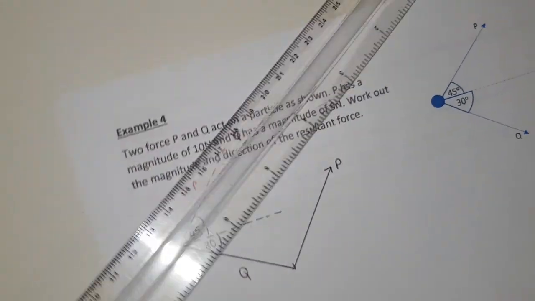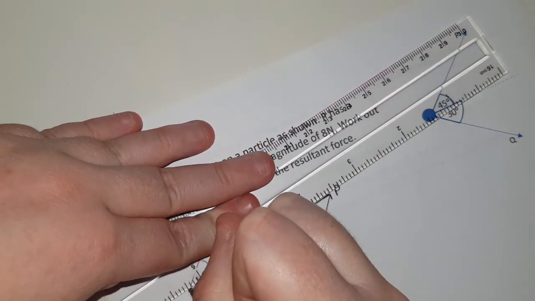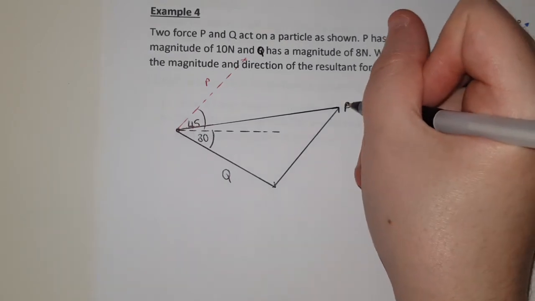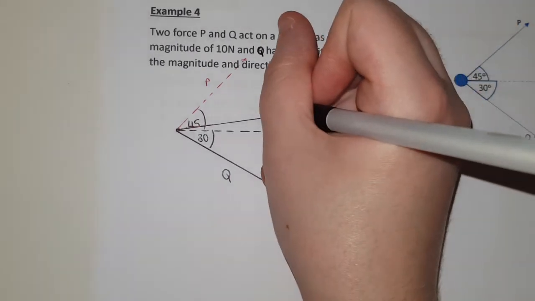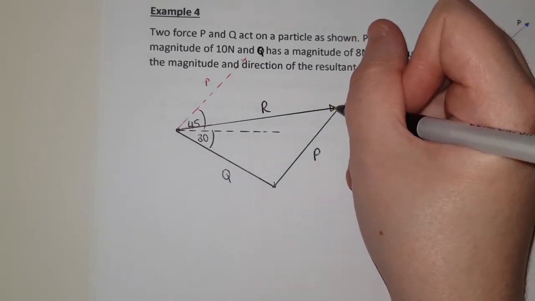Now the reason for that is I can get my resultant force. Sorry, I just need to turn the paper a second. Right, so this is now force P, and this is my resultant force that we're looking for. So this is the one we're trying to find.